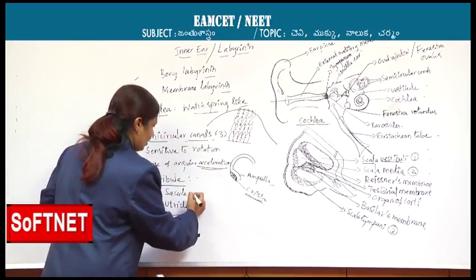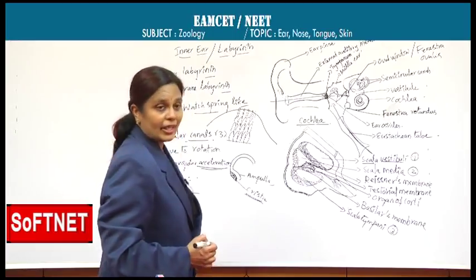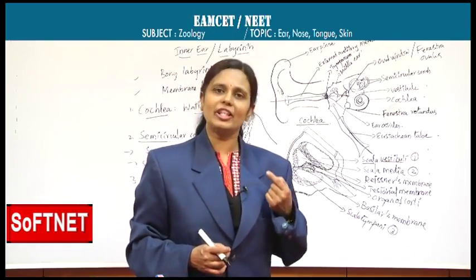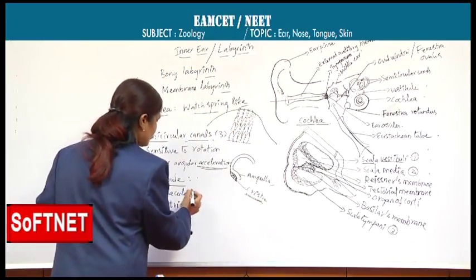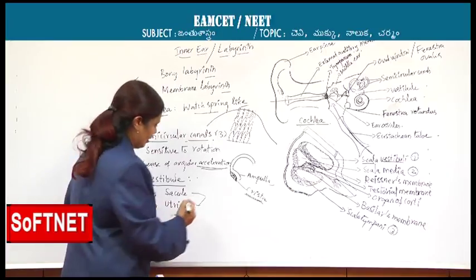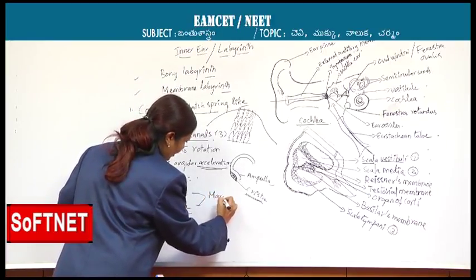Now, each of these membrane labyrinths of vestibule, that is saccule and utricle, also has one sensory ridge each. The sensory ridges present inside the saccule and utricle are called maculae.